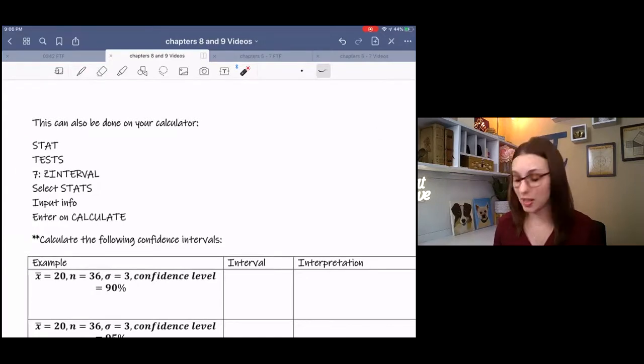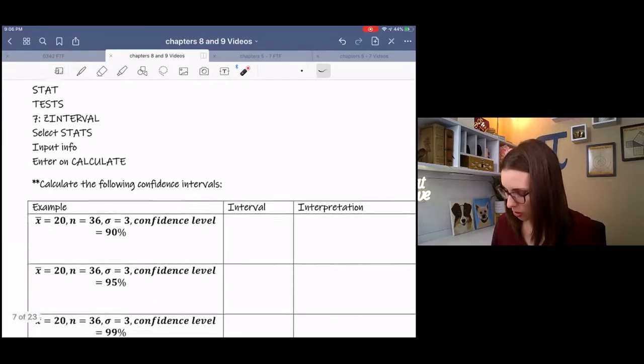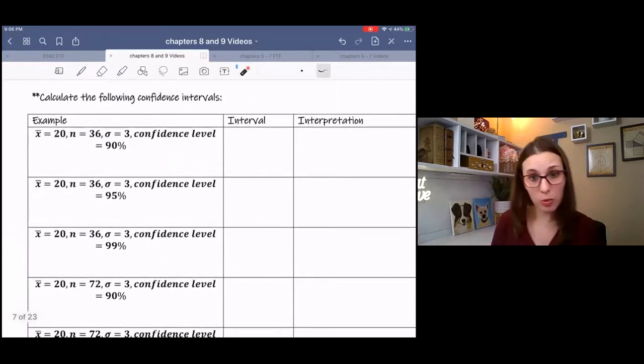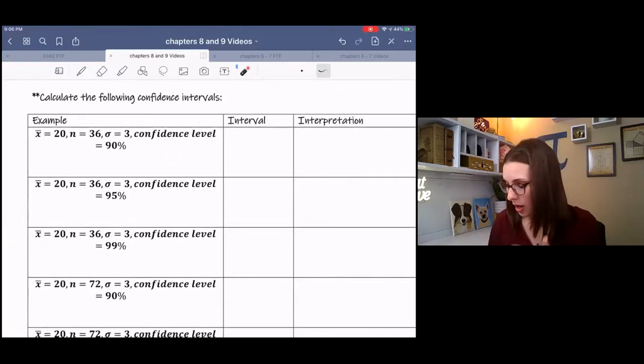So you'll go to Stat, Tests, Z interval, and then you're going to input the stats instead of data. You might be given data, but in this case, you're going to be given stats, and hit calculate or hit enter. So for this first example, we're going to do a calculator because there's a whole bunch of them. If you want to try them by hand and then check with your calculator, I am totally fine with that. That's a great way to practice. I'll do the first one with you, and then I'm going to let you pause it and try the rest using your calculator.